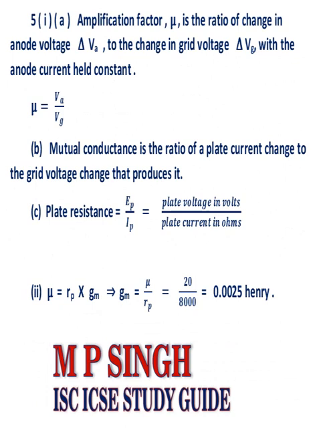Question 5. Part 1. Definitions of amplification factor, mutual conductance and plate resistance are given. Part 2. Answer 0.0025 Henry. The working is shown.